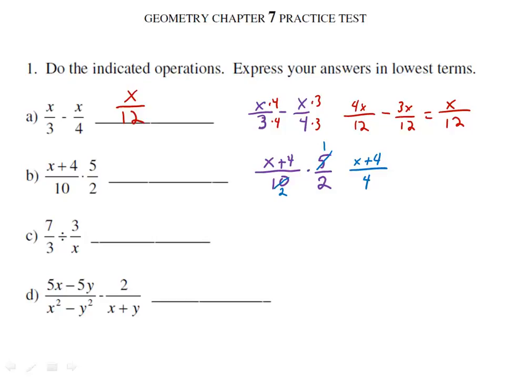Now remember, in this case you cannot divide the 4's because you have this addition in between. Okay, so that's your answer. X plus 4 over 4. Now what if you didn't like doing it that way?